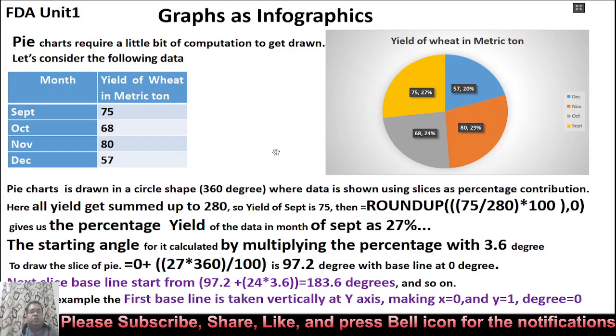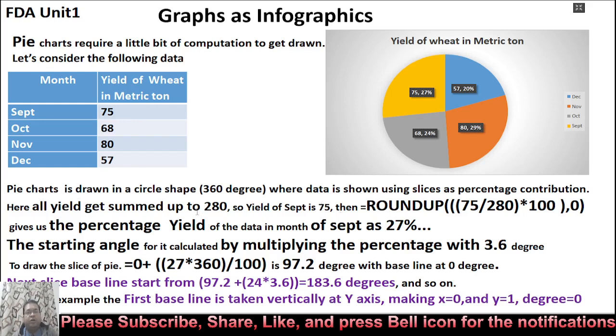Now let's get the same data. Okay, here you are having the pie chart. Now how to draw the pie chart, that is very crucial to know. Here you are having 4 months, and the yield is 75 ton, 68 ton, 80 ton, and 57. This total is 280 tons. Now 280 tons means 75 out of 280, so you have to calculate the percentage. If you go with a pie chart, it is on 360 degree because it is a complete circle.